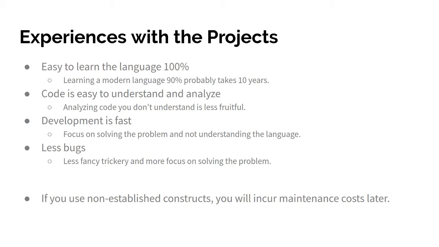Now, the code you write is easy to understand and analyze. Now, the reason is that you understand the language 100%. And when you understand the language 90% or less, it's not easy to analyze the code. Development is faster. The reason is that you focus on solving the problem and not on understanding the language. A lot of development in modern programming languages consists of looking up details of the language in documentation or looking up answers on Stack Overflow.